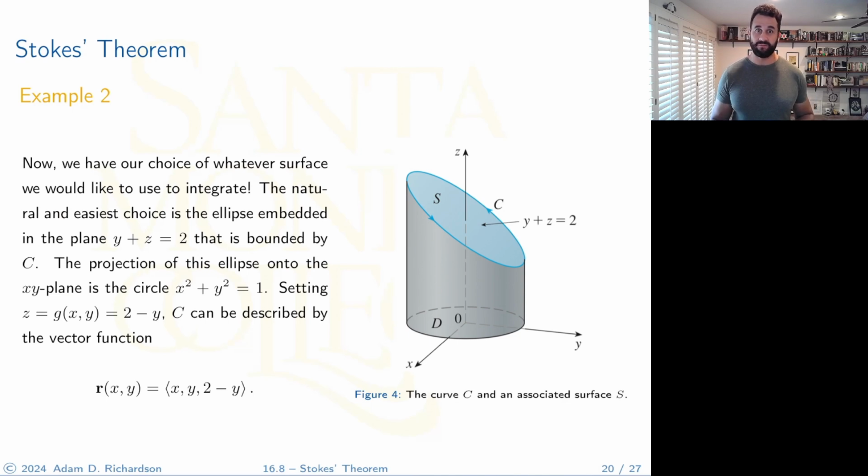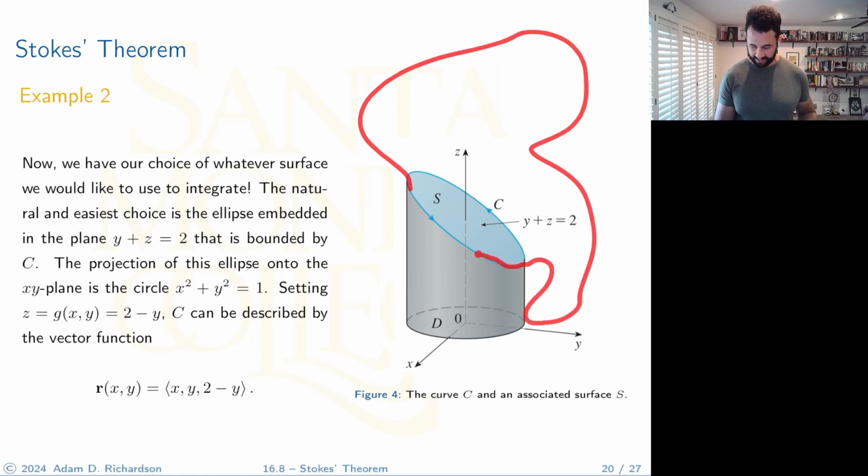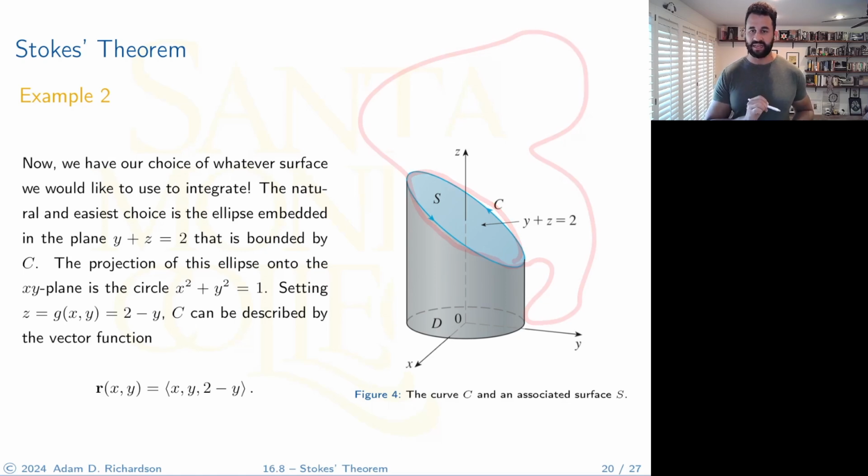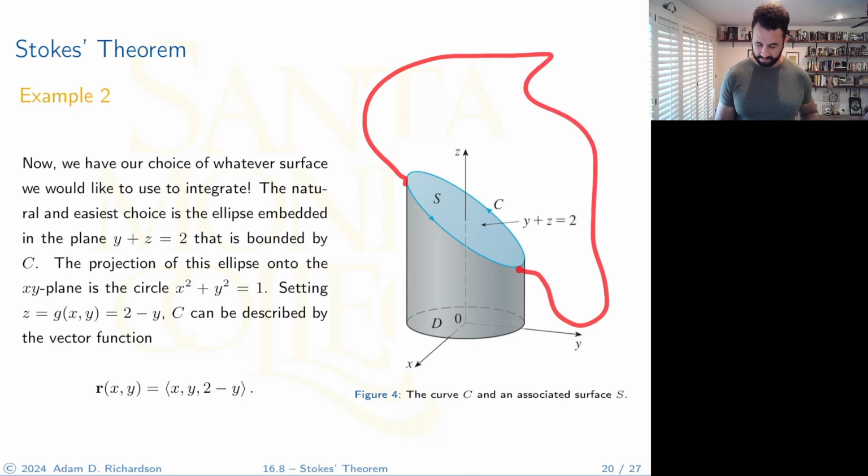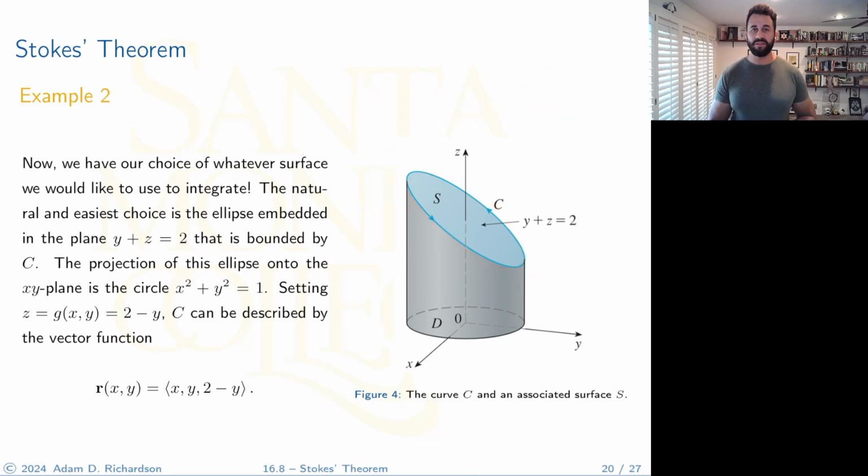Now here is the fun part. You actually have a choice of whatever surface you want to use, as long as that surface has this curve as the boundary. So you could use some wacky surface that looks like this, as long as that surface has that as a boundary. It really doesn't matter. Why you would want to use such a wacky thing, I don't know. So maybe the most natural choice in this case is to use this ellipse that lies in this plane and has this curve as its boundary. Probably the most natural choice.